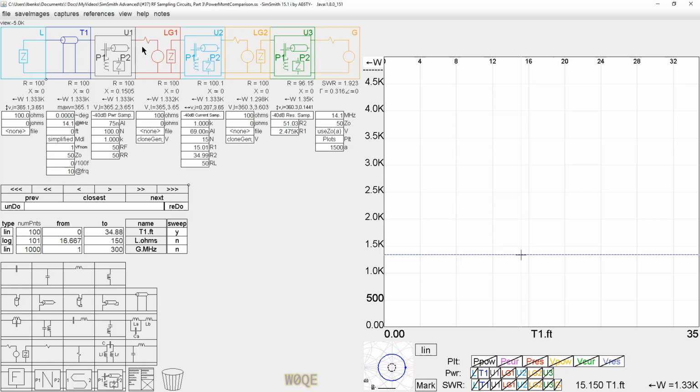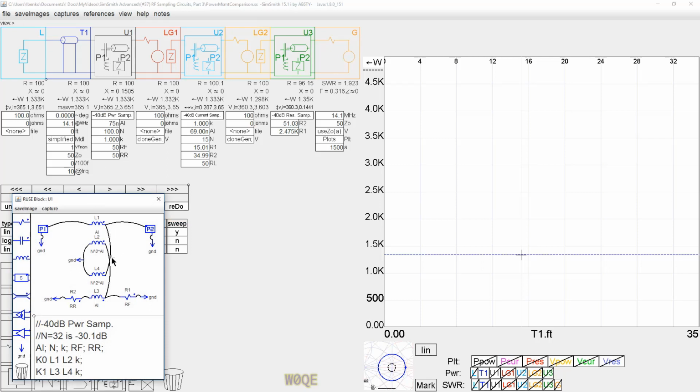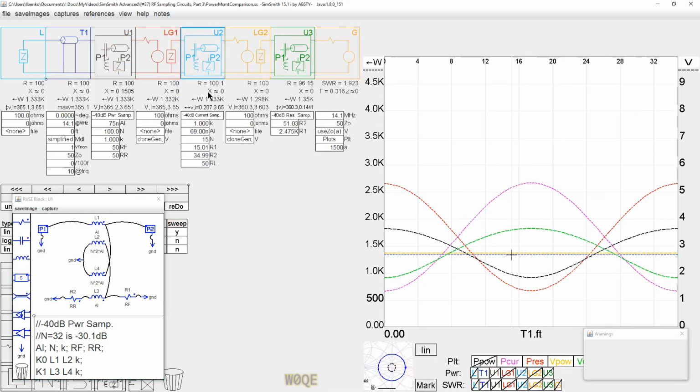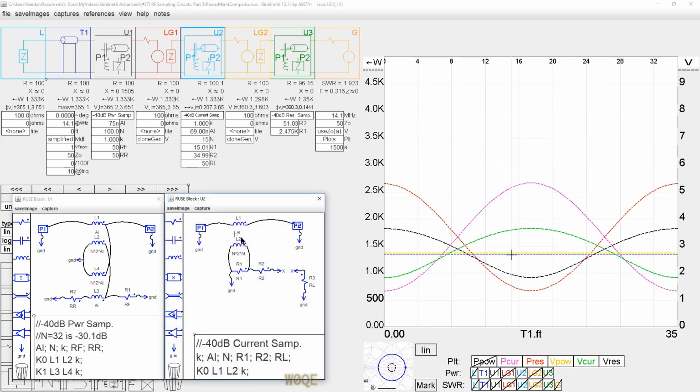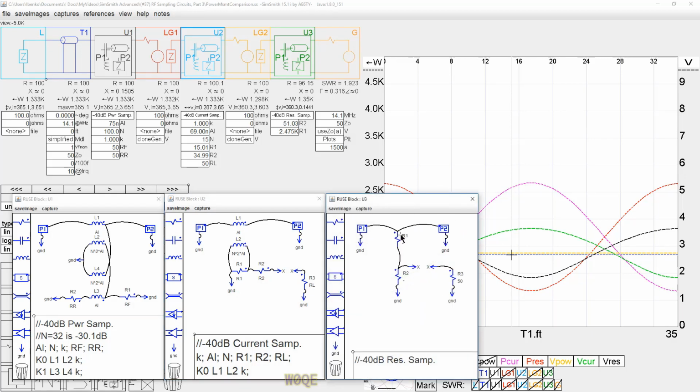Now I have three circuits. These three circuits are the three circuits I wish to compare. The first circuit is a power sampler. This is the bridge circuit that was in the tandem match article originally, and it's kind of gotten the name of tandem match, but it's a two transformer SWR bridge, basically a two transformer forward and reflected power bridge. This circuit is the current sampler we used in part 2, and this circuit right here is the resistive voltage sampler that we used in part 1.